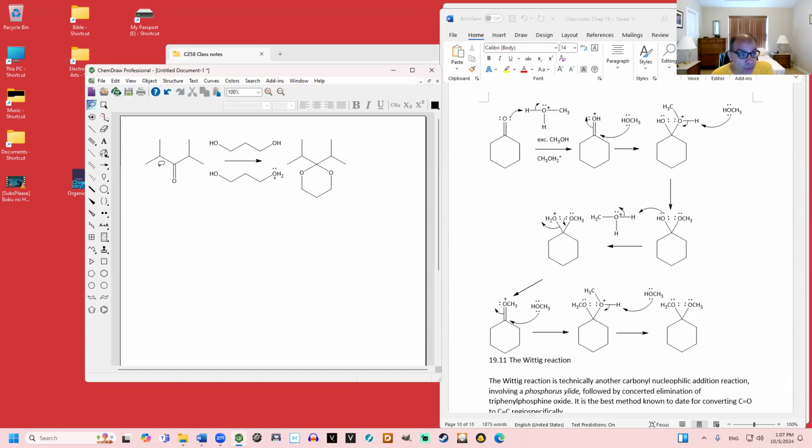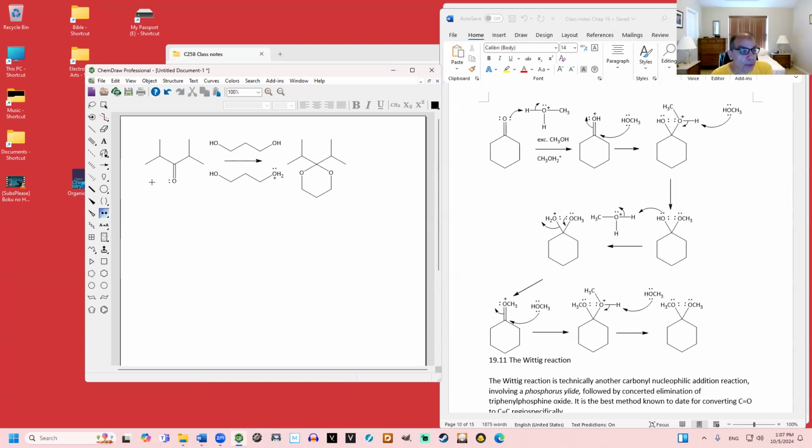In the exam question, and again, you're not going to be given this exact exam question, but in this particular exam question, you started with this ketone, which is different from cyclohexanone. And in the class notes, we used methanol, whereas here we're using a diol. However, the mechanism is absolutely identical.